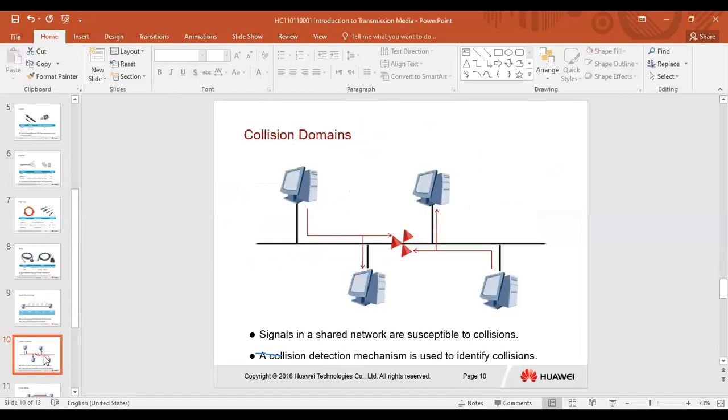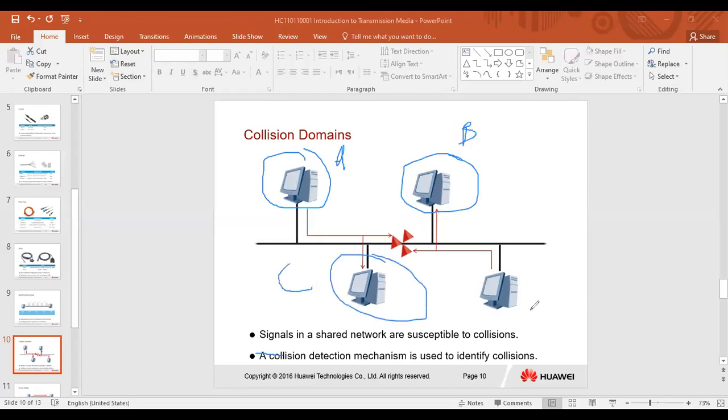Another topic is collision domain. What is a collision domain? As you know, suppose we have various components connected in our network. Suppose it is A, it is B, it is C, and it is D. Suppose all these components are connected with each other on a single medium.